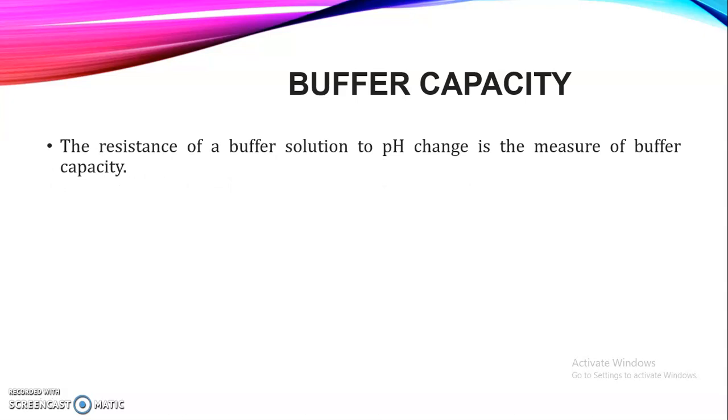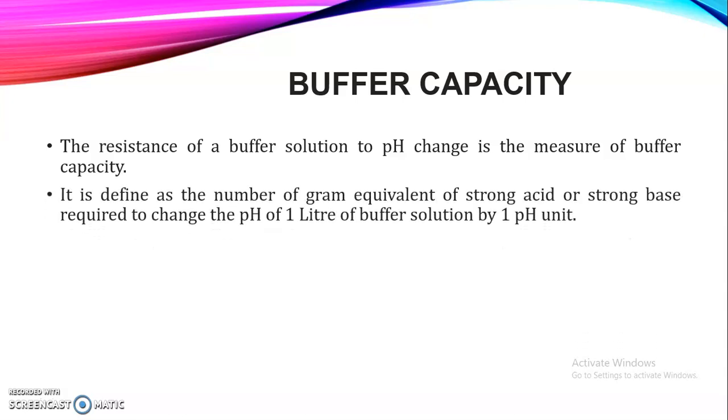The resistance of a buffer solution to change in the pH is the measure of the buffer capacity. It is defined as the number of gram equivalents of strong acid or strong base required to change the pH of the 1 liter of buffer solution by 1 pH unit. This is known as the buffer capacity.